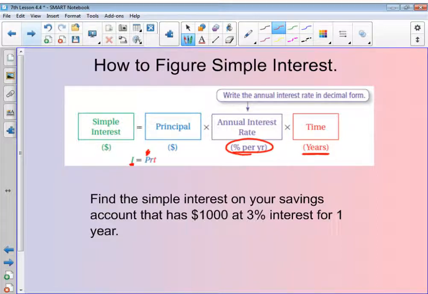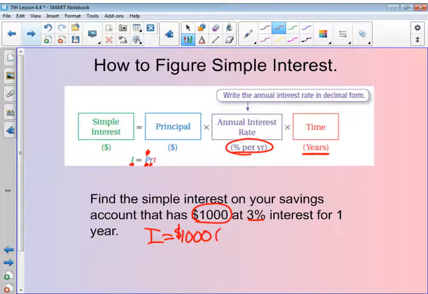So here it says, find the simple interest on your savings account that has $1,000 at 3% interest for 1 year. So we want to figure out our interest. So we've got interest equals, do we know the amount of money that was in the account, our principal? Yes, that was $1,000. So I'm going to put 1,000 in that first spot. Okay, do we know the percent rate? So our rate, yep, that's right here.